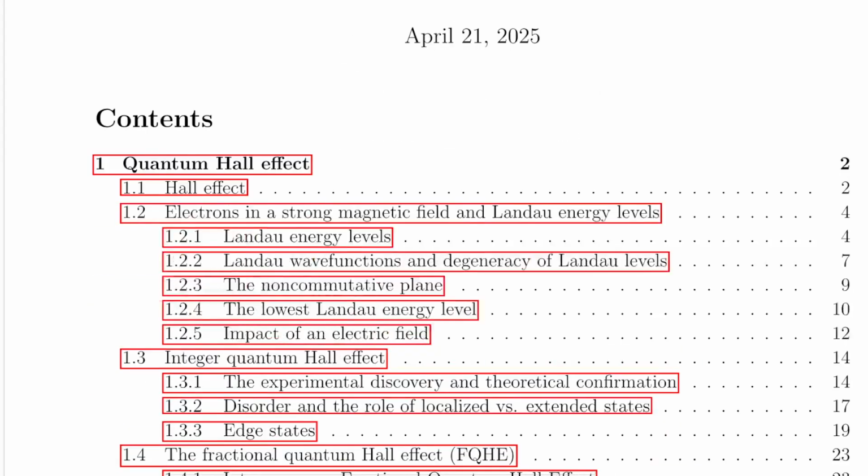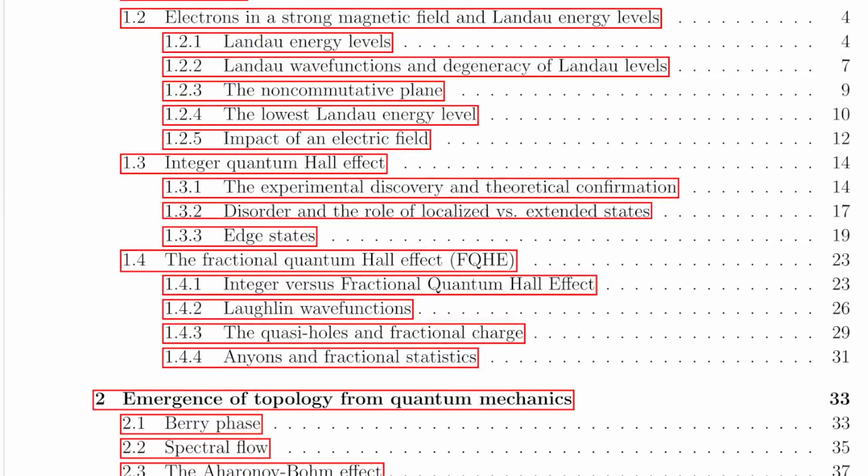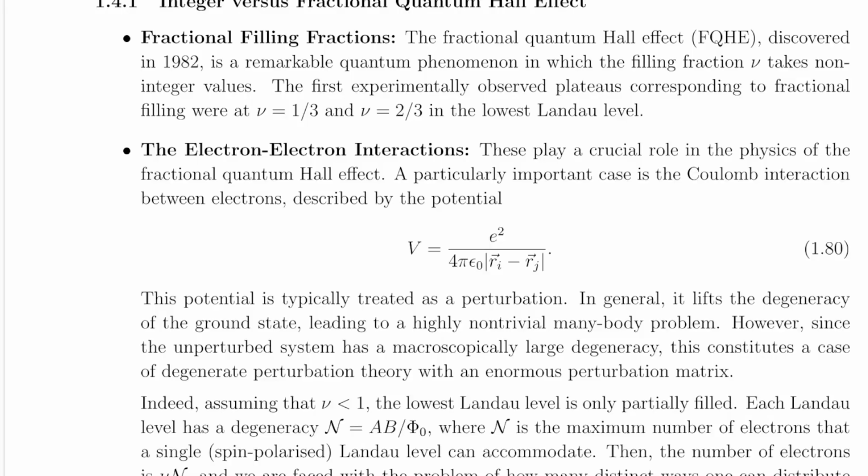Integer versus fractional quantum Hall effect. The fractional quantum Hall effect, or FQHE, is one of the most remarkable discoveries in condensed matter physics. Unlike the integer quantum Hall effect, where Hall conductance appears in whole number steps, the FQHE reveals plateaus at fractions, like 1/3 or 2/3, of the standard quantum of conductance.